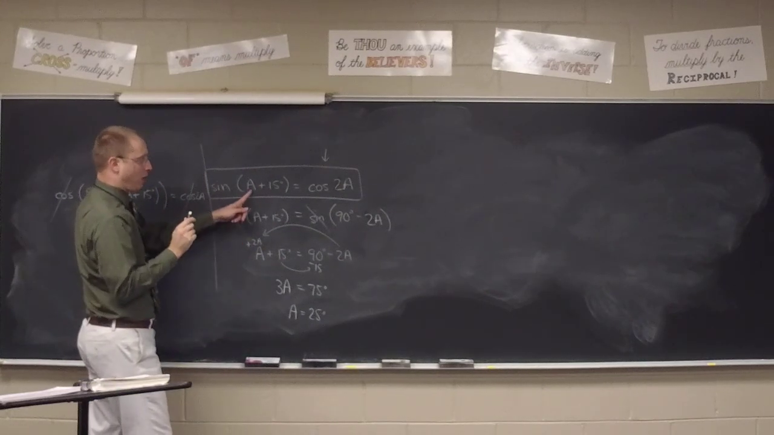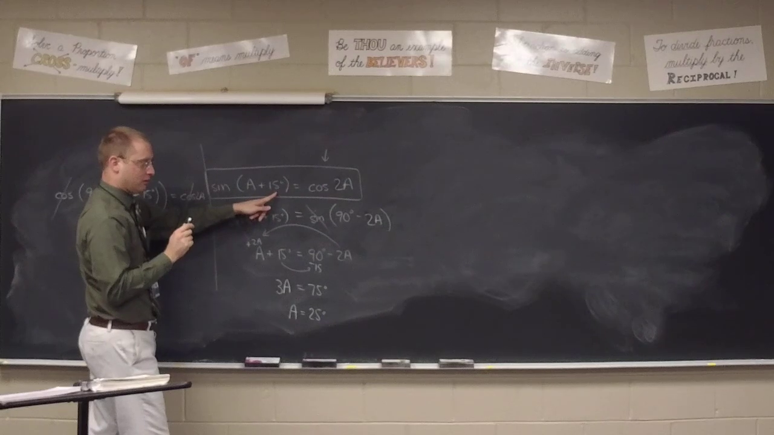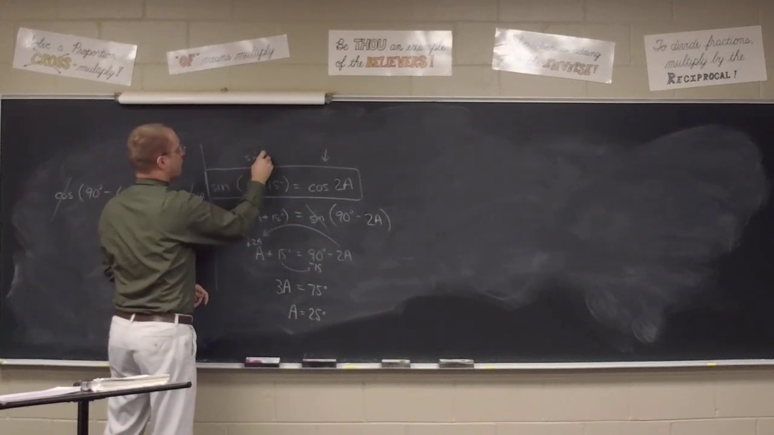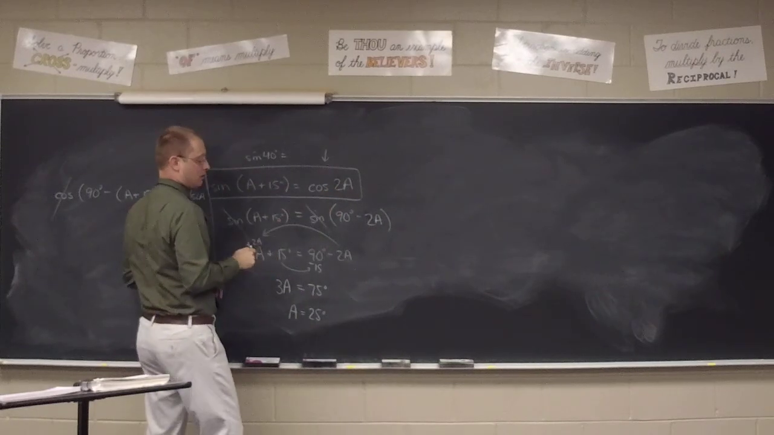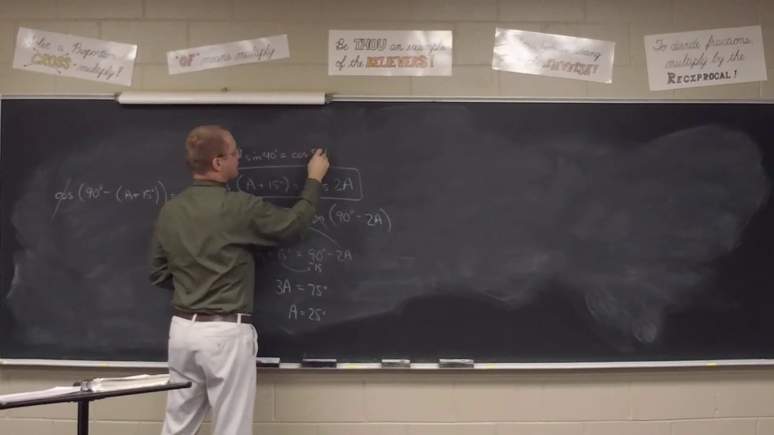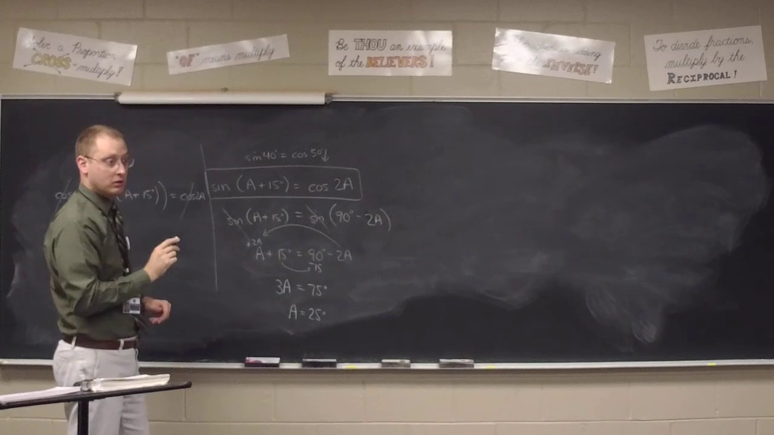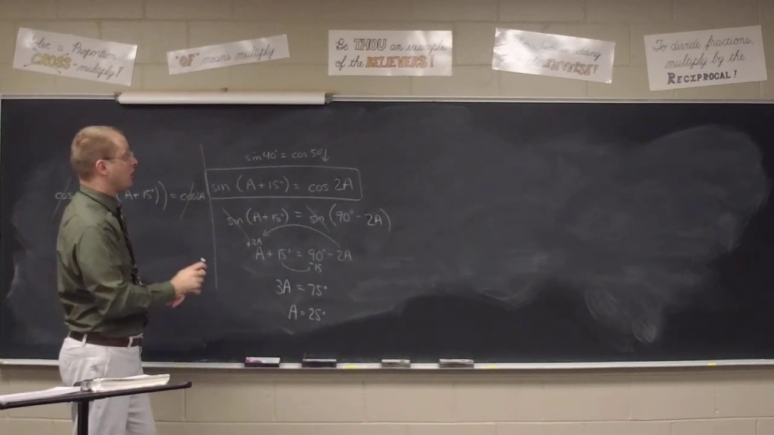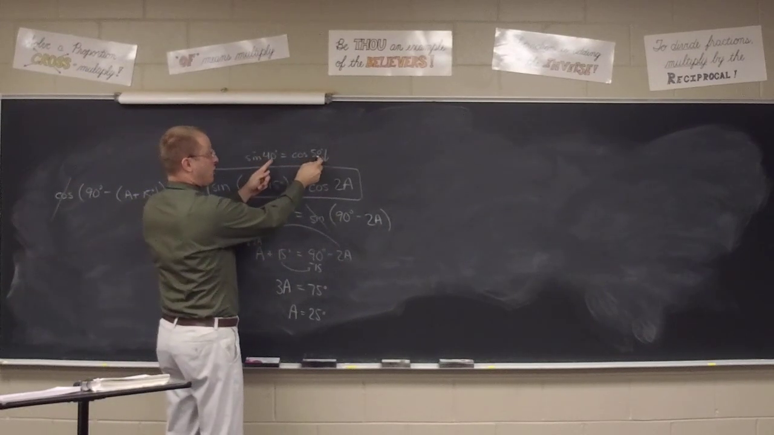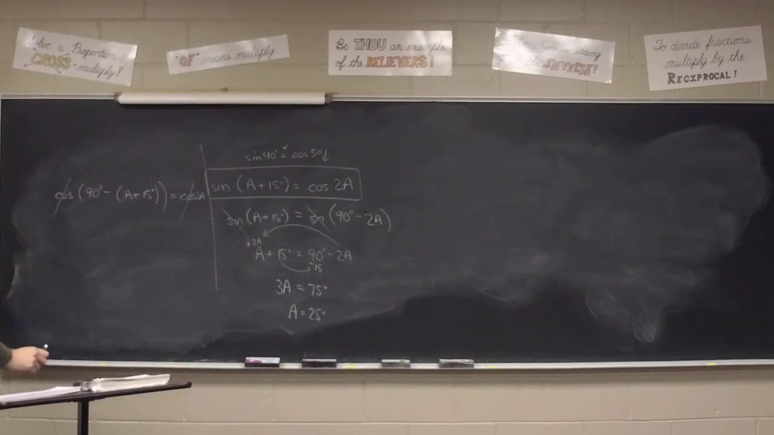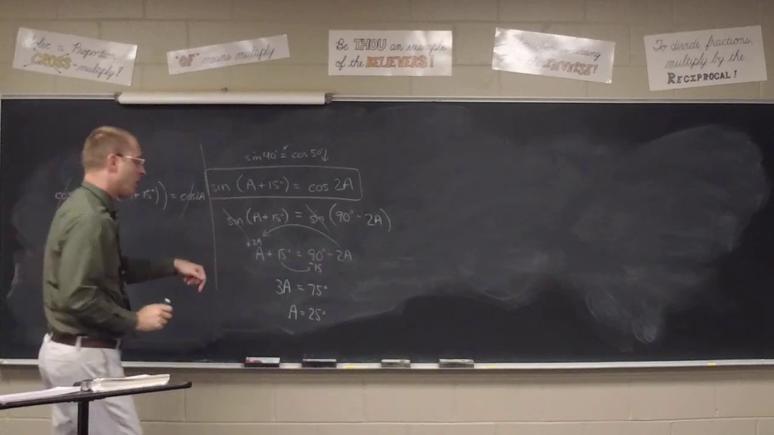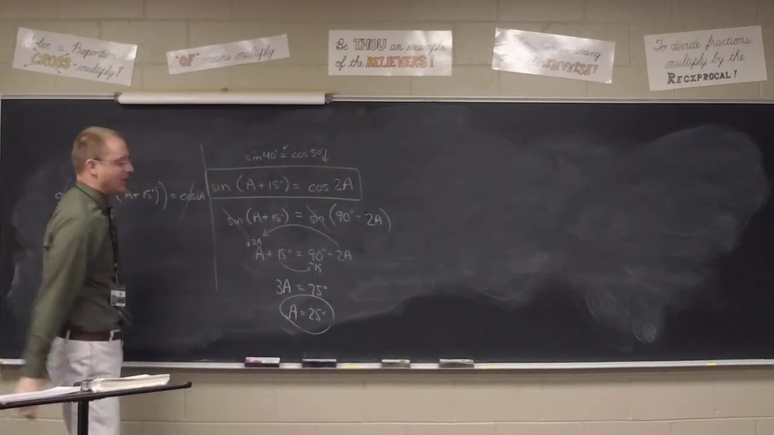Let's check. 25 plus 15, 40. So the sine of 40 is supposedly equal to the cosine of 2 times 25, 50. Is that true? Cofunction, coangle. Yep. Or you can check it on the calculator. Try the sine of 40, try the cosine of 50. Yes, it does check out. Only when a is 25 degrees is that true.